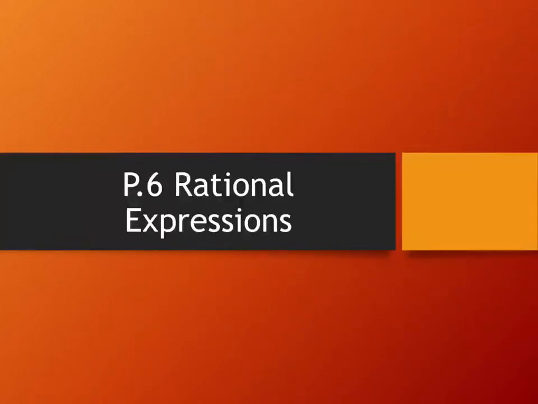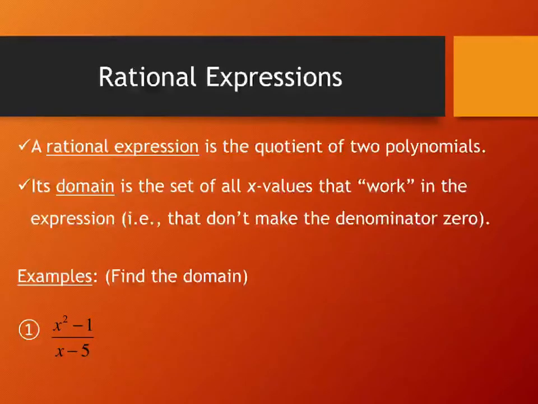Section P.6 is titled Rational Expressions. The word rational comes from the root word ratio, and ratio means fraction. So we're looking at things in fractional form in this section. In particular, a rational expression is a quotient, a fraction, of two polynomials.